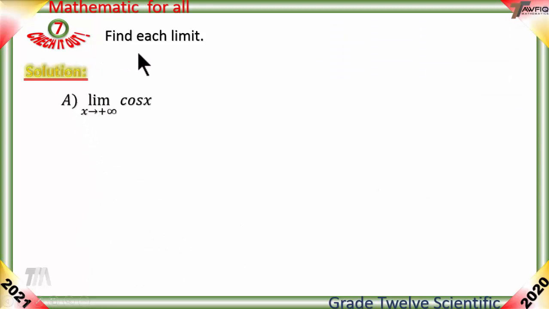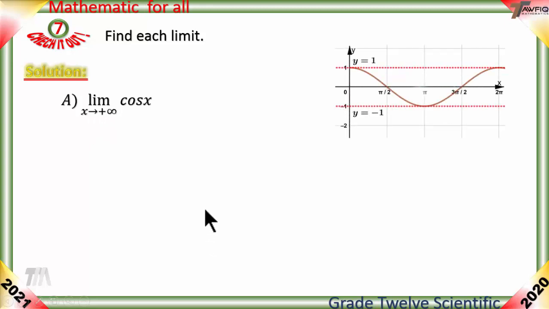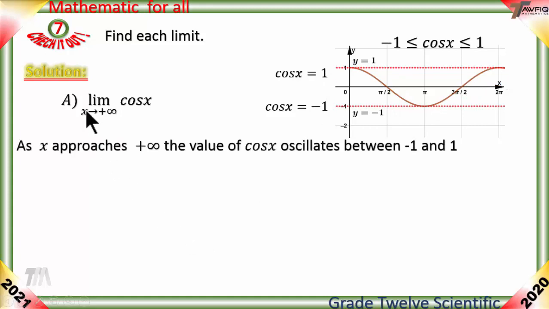Check it out, question 7. Find each limit. A, the limit as x approaches positive infinity of cosine x. As we said with sine x, it's the same for cosine x. Because cosine x oscillates between -1 and 1, this limit does not exist.